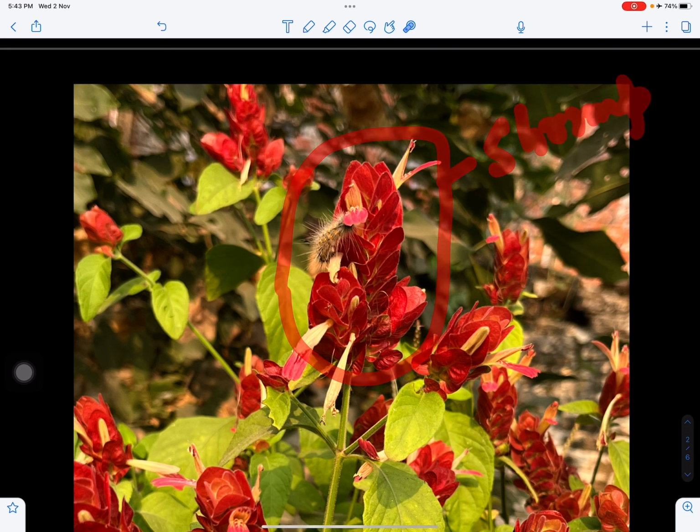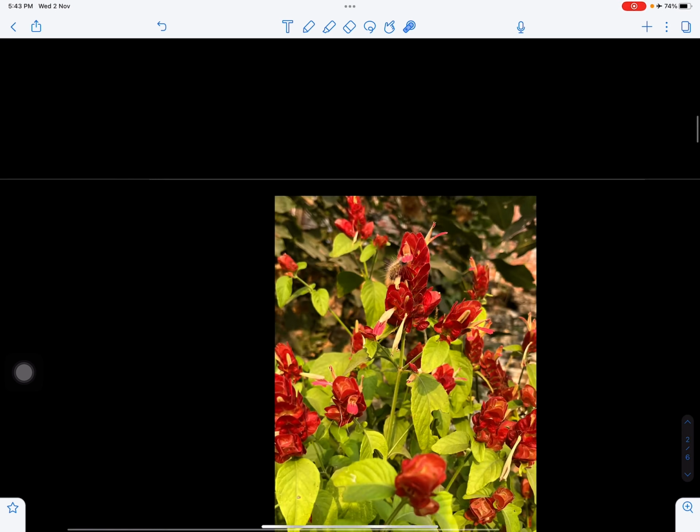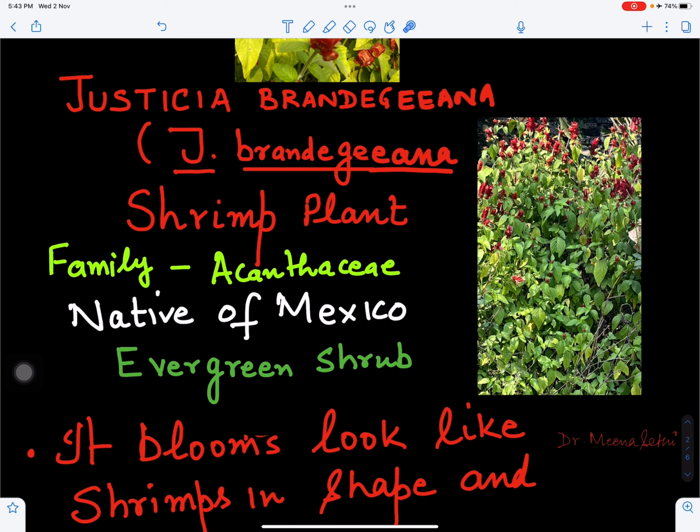This is also bearing the flowers. These are the flowers. Here we can see the flower. This is flower and these are red colored bracts, salmon red colored bracts. So this is called shrimp because this looks like shrimp. And this plant is growing in the form of a bush. So this is also called shrub because this remains green throughout the year. So this is called evergreen shrub.